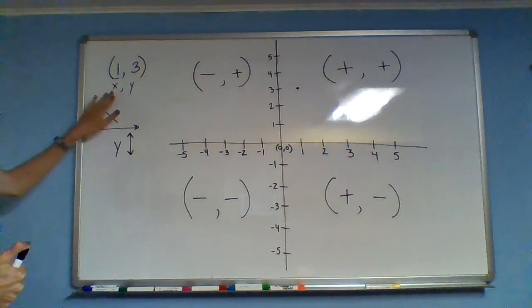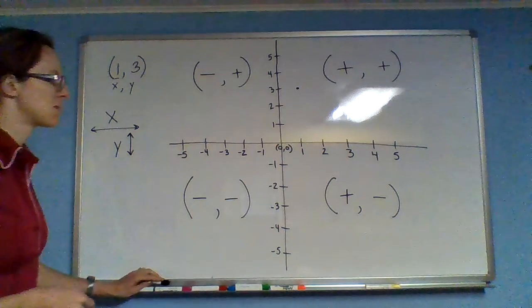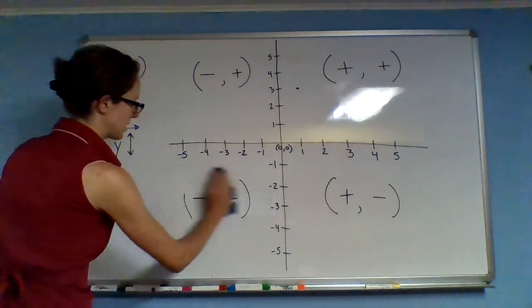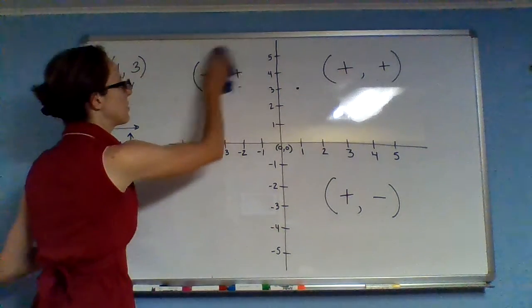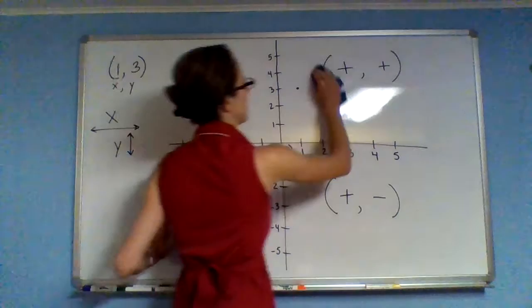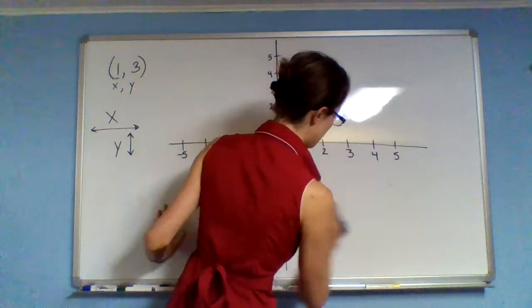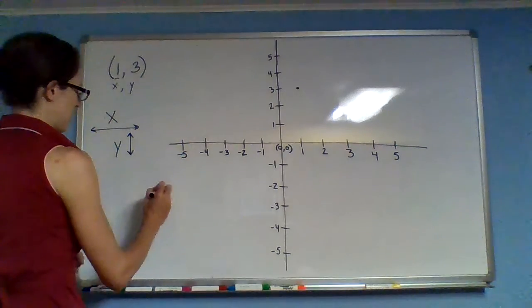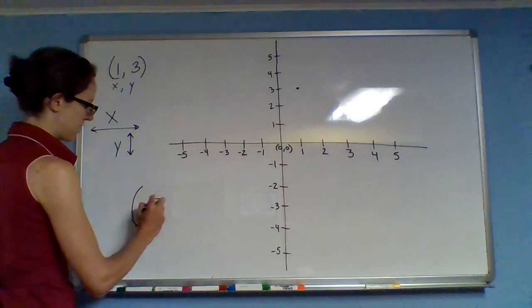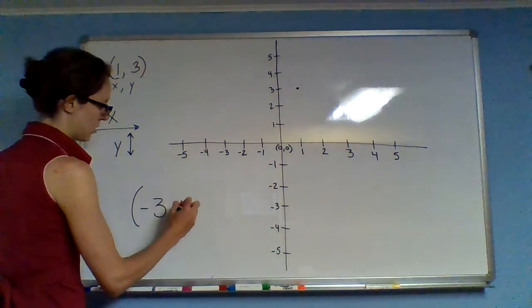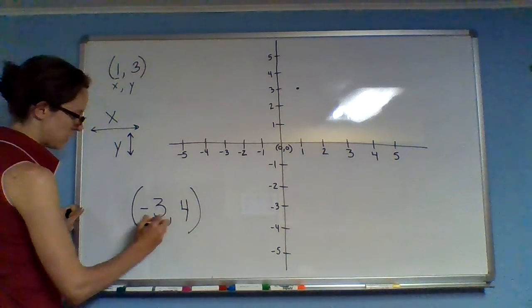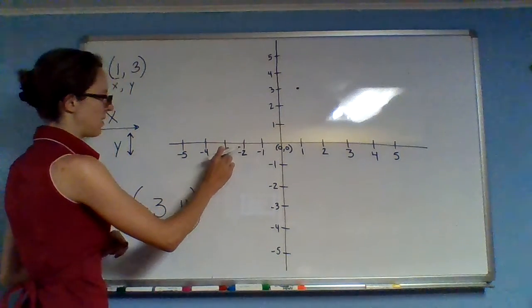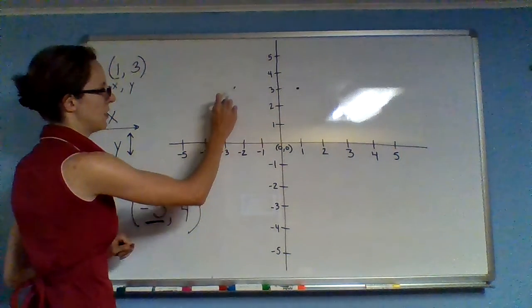It's important to remember that in an ordered pair, the first number is always telling us the side to side, while the second number is always telling us the up and down. So if I had an ordered pair of, let's say, -3, 4, the first number, remember, is telling me side to side. I know I'm moving this way. The second number is telling me up and down.